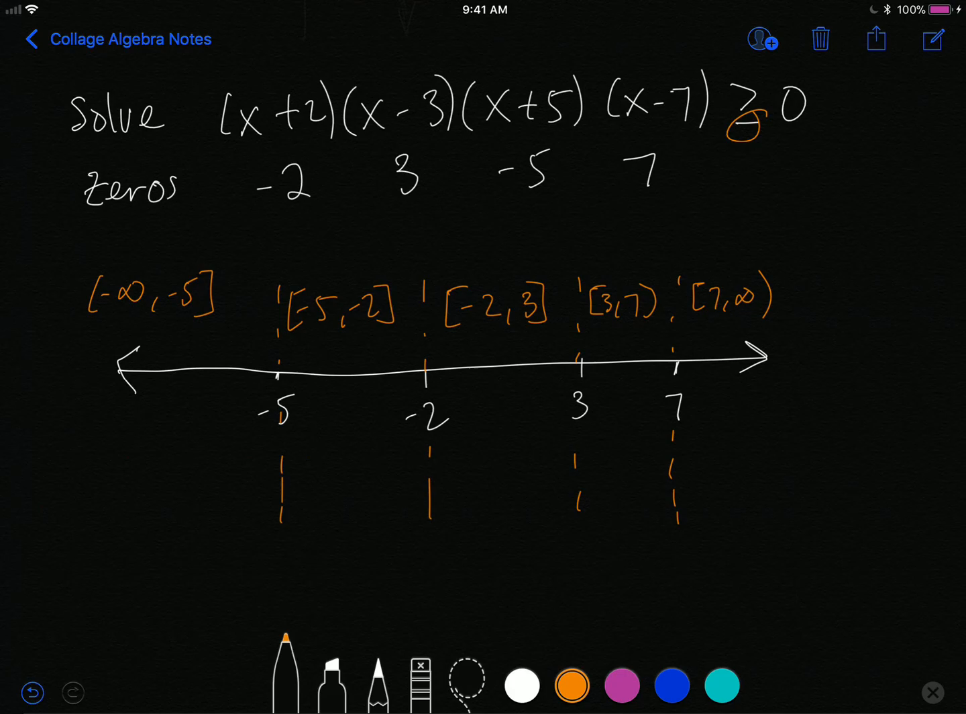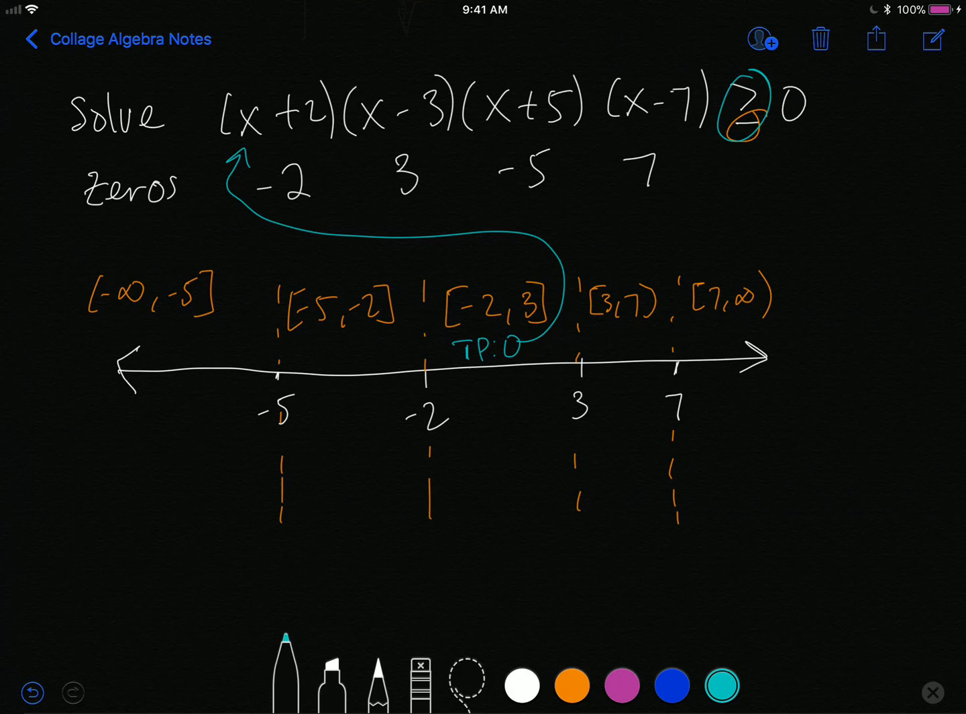Is it greater than 0? The easiest number to test for me, I believe, is 0. And 0 is in this region right here, a test point of 0. So that means I'm going to take 0, plug it into the function, and see if the sign is true. Will my answer be greater than 0? Well, that shouldn't be that bad.